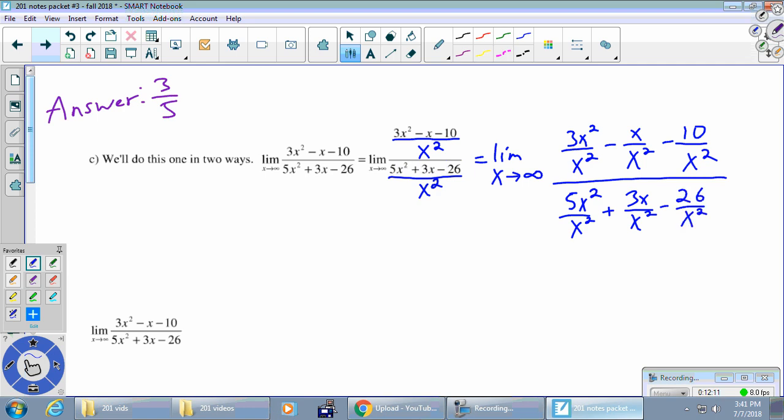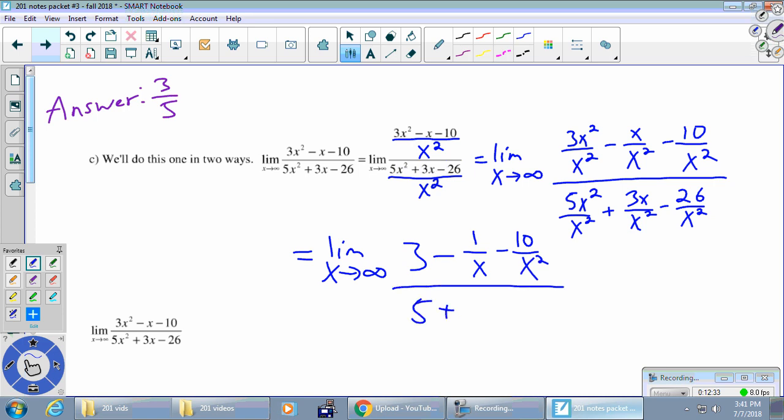Okay, and now we've got 6 different terms here. And something kind of cool happens. Oh, actually, I have to simplify a little more first. Equals limit as x goes to infinity. Okay, so we're going to simplify each of those 6 fractions. So 3x squared over x squared is just 3, minus x over x squared is 1 over x, and then I'm copying the minus 10 over x squared, all divided by 5 plus 3 over x minus 26 over x squared.